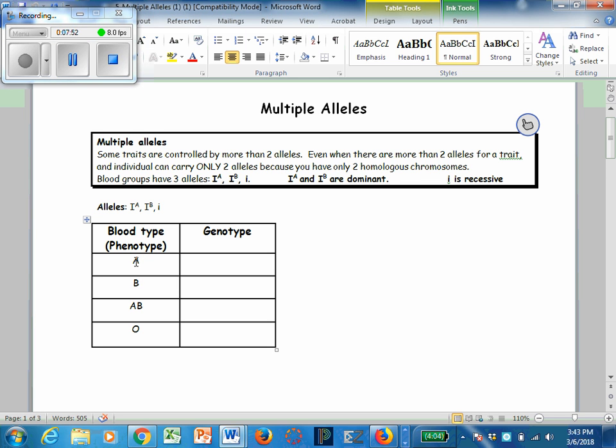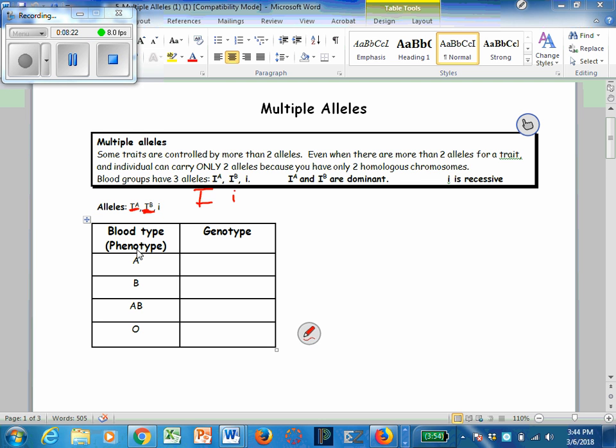So these are the blood groups, and these are the phenotypes, of course, the blood type that you have, but the genotypes are a little different. We're going to use capital I as our dominant gene, and lowercase i is our recessive. And we're just going to symbolize what type of I we have. Is it going to be the A allele or the B allele?